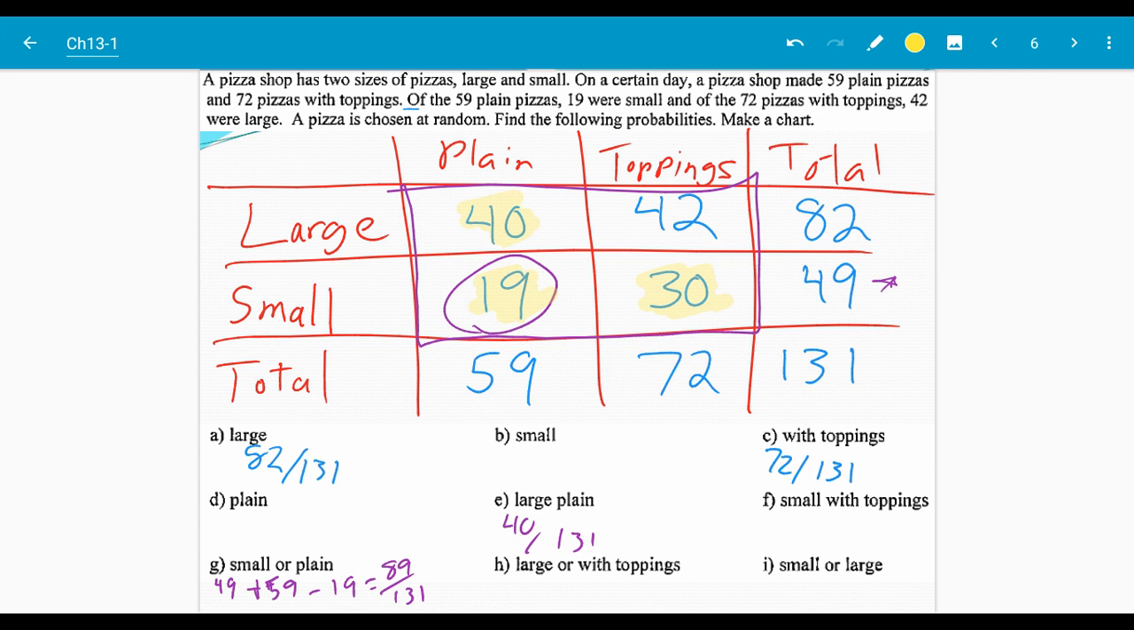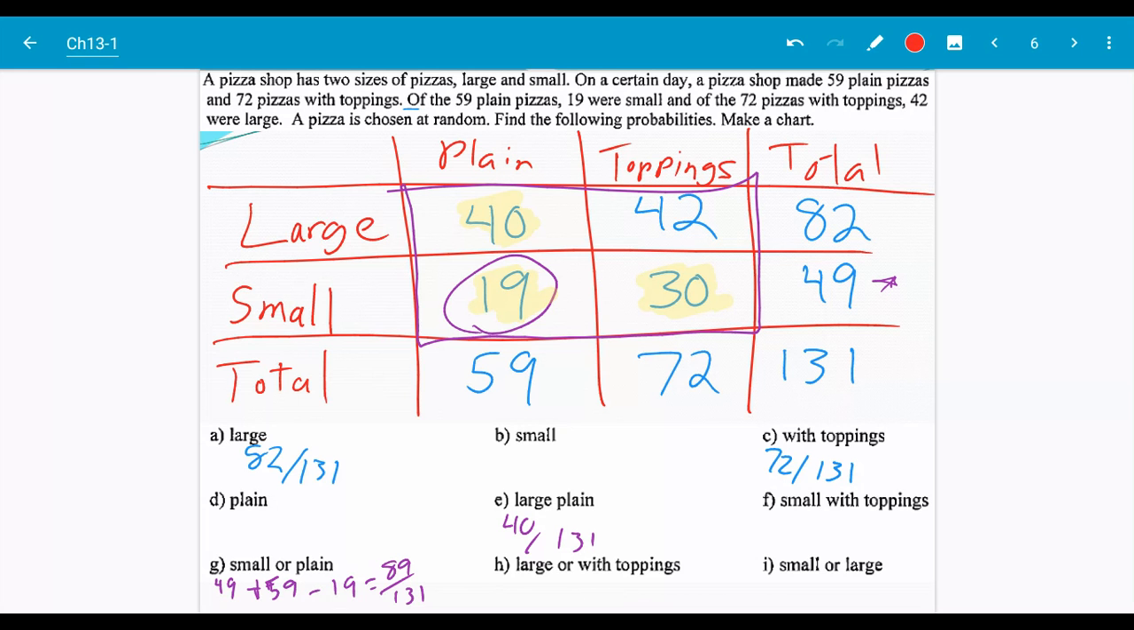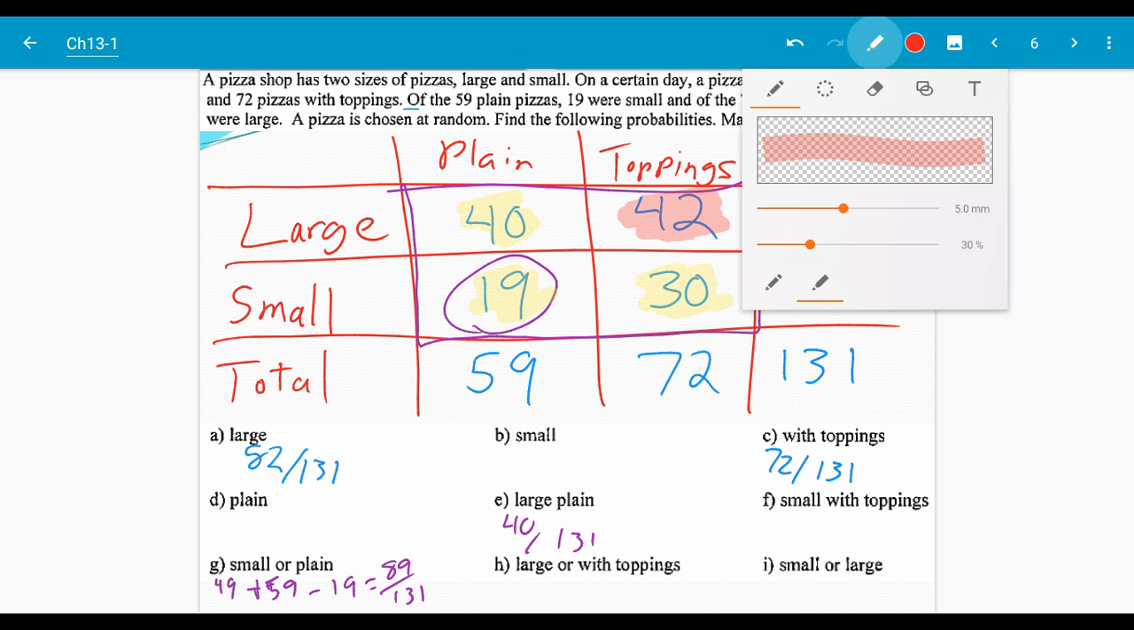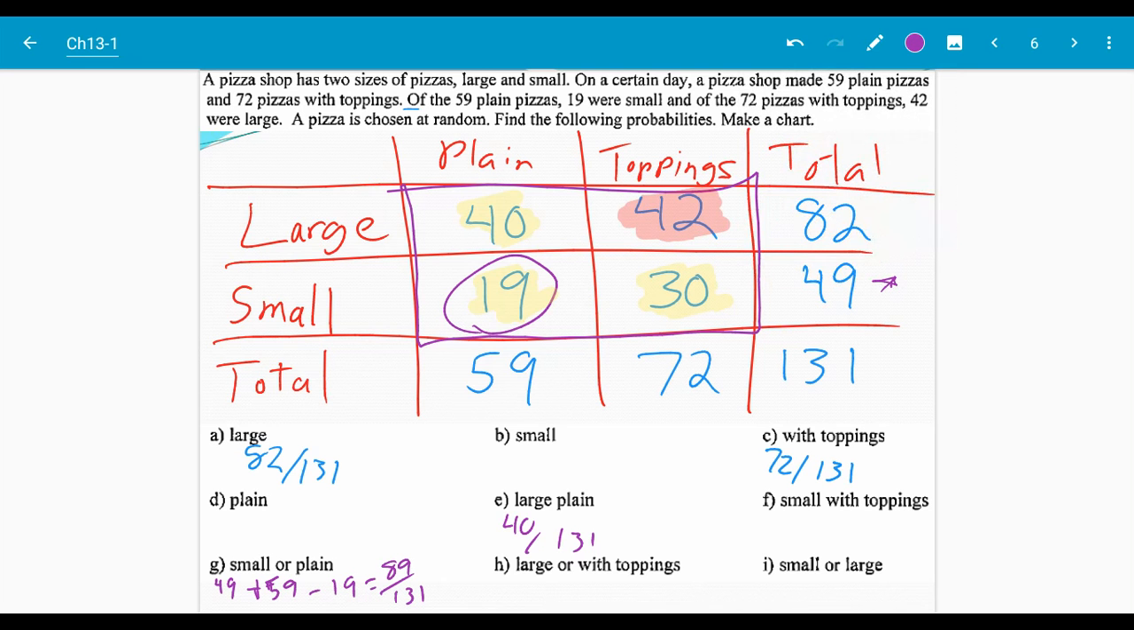Or maybe you're looking at this as, okay, if there's a small pizza or a plain pizza, that's my favorable outcome. The only thing that is undesirable is a large pizza with toppings. That's the only thing that I don't want. So I could go back to my fourth rule of basic probability and say, take away from 100% what I don't want and do 131 minus 42. Lo and behold, that leaves us with 89 out of 131.